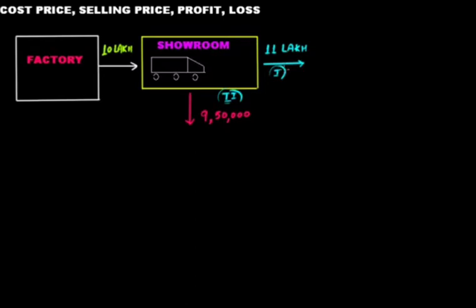So, in which of these two conditions are you actually in profit? Clearly, this first condition. Why? Because the amount at which you purchased this lorry from the factory is 10 lakh. And this is what? This is cost price. The price at which you purchased it from the factory. Let's denote this cost price by CP.